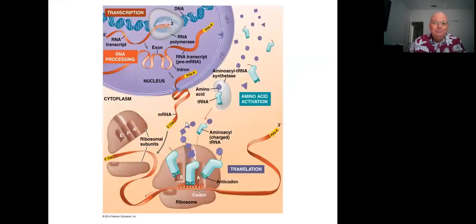And of course, in eukaryotes, and this is the eukaryotic system, we know that we have to have RNA processing to remove the introns, splice the exons together. We need to do the capping and tailing. All of that needs to take place in the nucleus before the final messenger RNA is able to exit from the nucleus and then be translated by the ribosomes out in the cytoplasm. So that's a difference between prokaryotes and eukaryotes that you probably ought to be aware of.